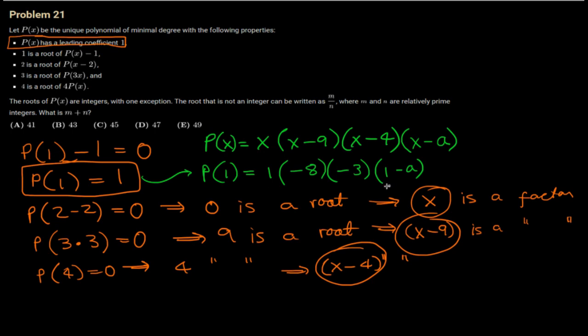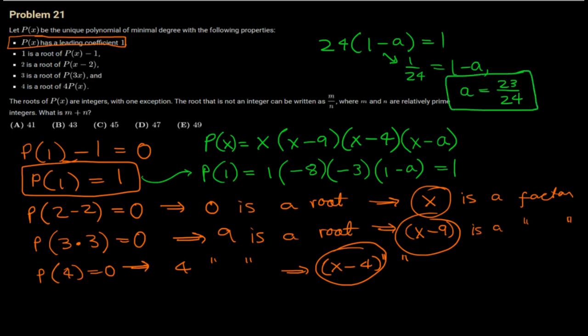Okay, so if we've got this, what does this multiply to? And remember, this is still all equal to 1. Don't forget that. So if you simplify this, this gives us 24 times 1 minus a is equal to 1. So 1 minus a must be 1 over 24, right? And if this equals 1 minus a, then a must equal 23 over 24.